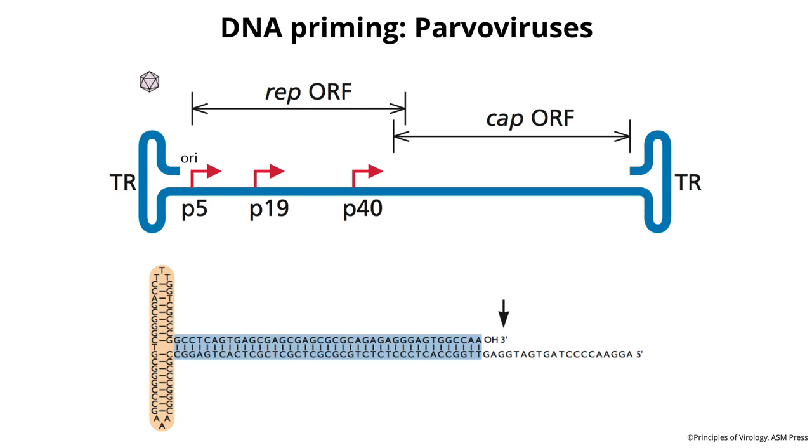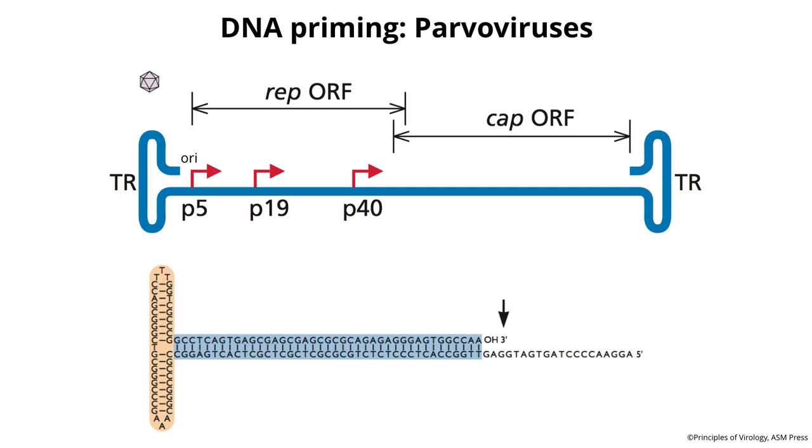They have a couple of open reading frames. They encode capsid proteins in this open reading frame called cap, and on the left are proteins involved in DNA replication. So again, this is a small genome, so it can't encode a lot of the replication machinery. Plus, it's a weird structure, so how does it work?